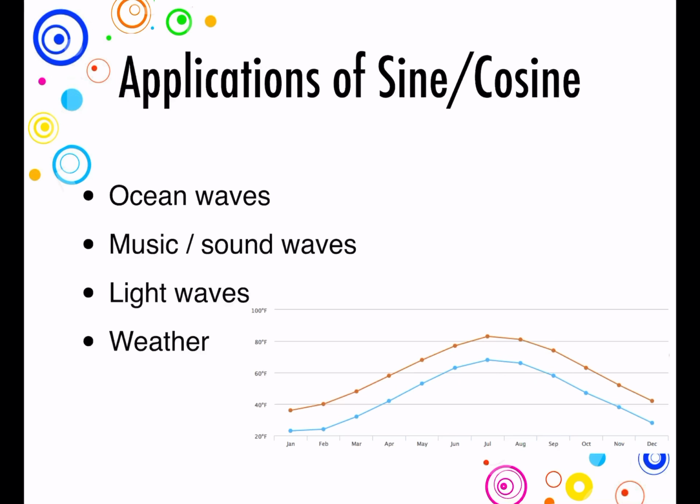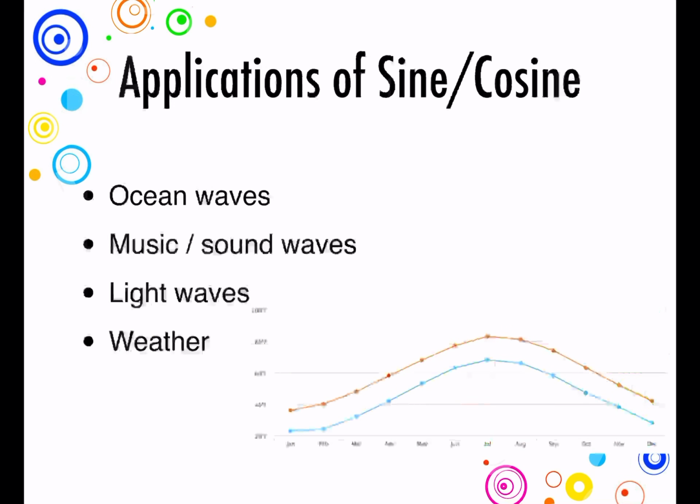So sine cosine waves, where might you have seen these? Well, we see them in ocean waves. If you've ever seen a diagram of a music wave or a sound wave, those are applications of sine and cosine. Light waves, when you study physics, you'll learn a lot about light waves. And weather, we see weather in sine and cosine waves.